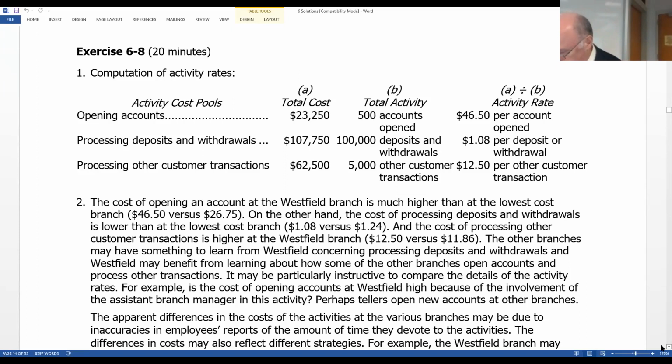And then processing deposits and withdrawals, the lowest other branch is $1.24. You're doing it for $1.08. Other branches are going to come to you and say, how did you do that? And then processing other customer transactions, $11.86. Yours was $12.50. So you go to the branch that did it for $11.86 and you see how they did it, and you can perhaps upgrade your processing system so that you can have a better profit margin with lower costs. Are there any criticisms that can be made of what we just did here?